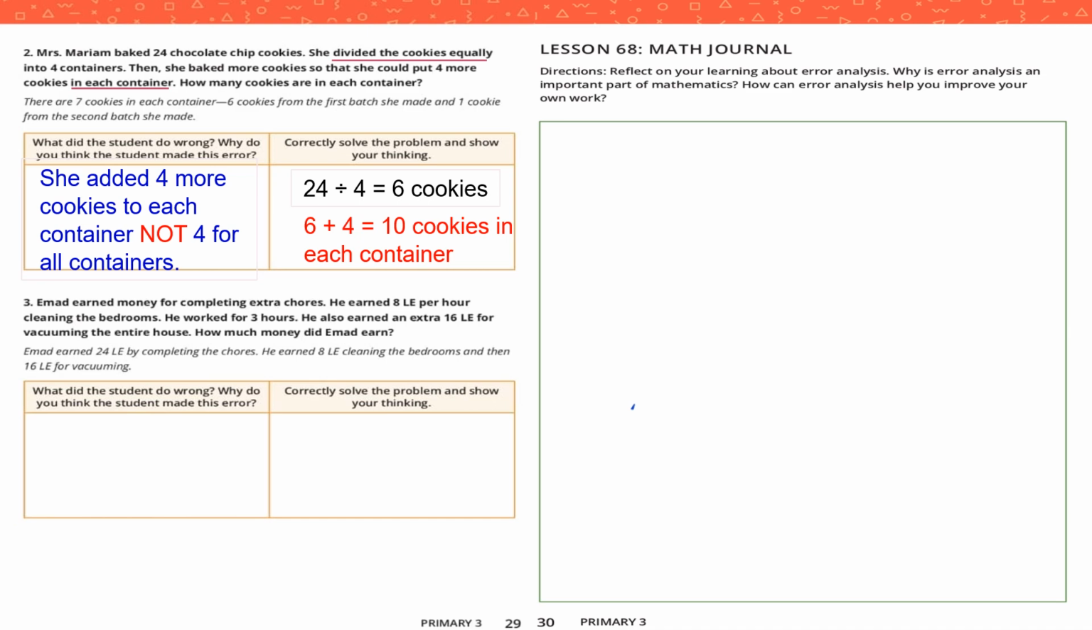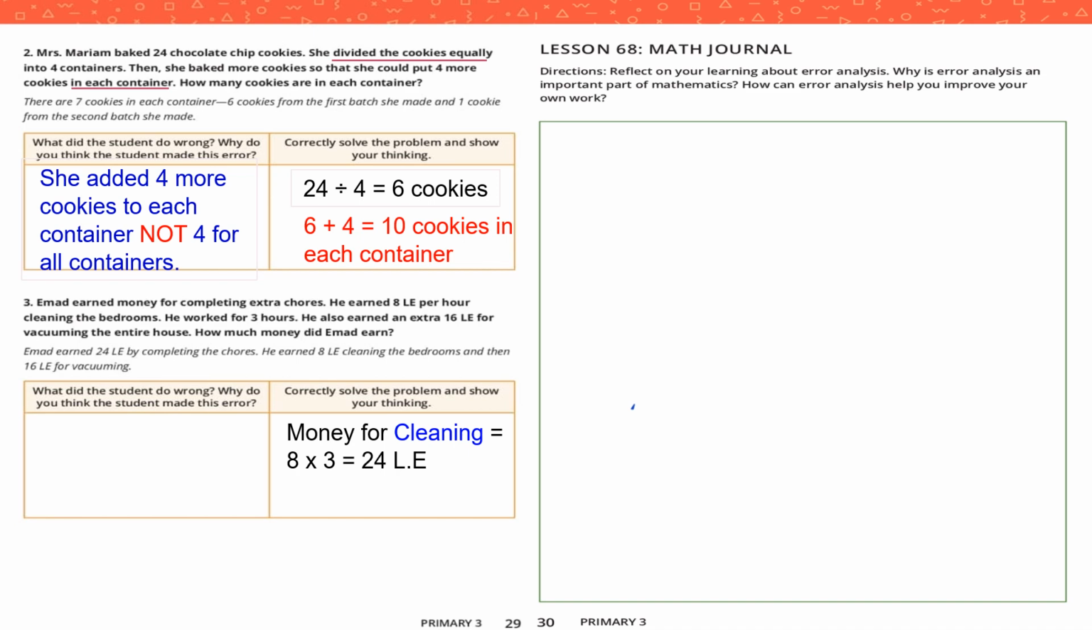Okay? Number 3, Ahmed earned money for completing extra chores. He earned 8 LE per hour cleaning bedrooms. So he earned 8 LE per hour, okay? He worked for 3 hours. So 8 times 3. Okay, 3 hours and 8 LE for each hour. So the total will be 24 LE.